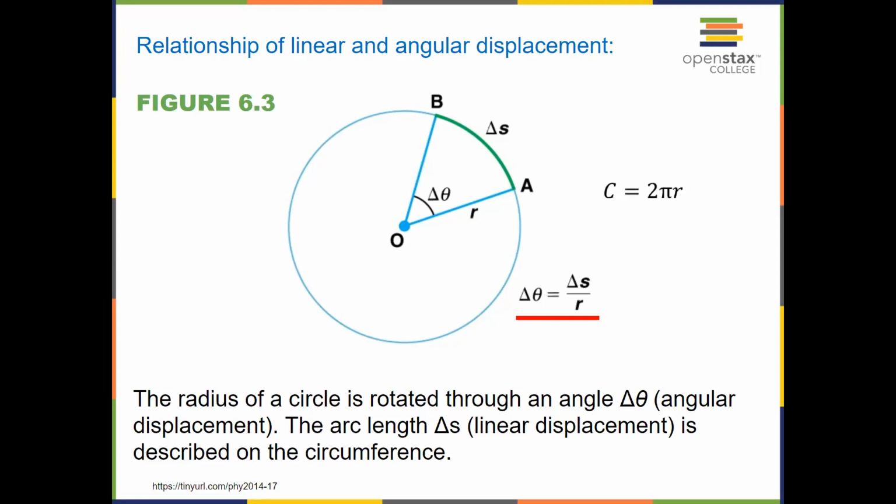Or you can think about it this way: if the angular displacement goes one full revolution, then the arc length should be 2 pi times r, the circumference of the circle. Then delta theta should be equal to 2 pi. So in that scenario, you can also see that delta theta equals the arc length divided by r. That's the relationship of linear and angular displacement. Pretty much, linear quantity divided by r gives you the angular quantity.